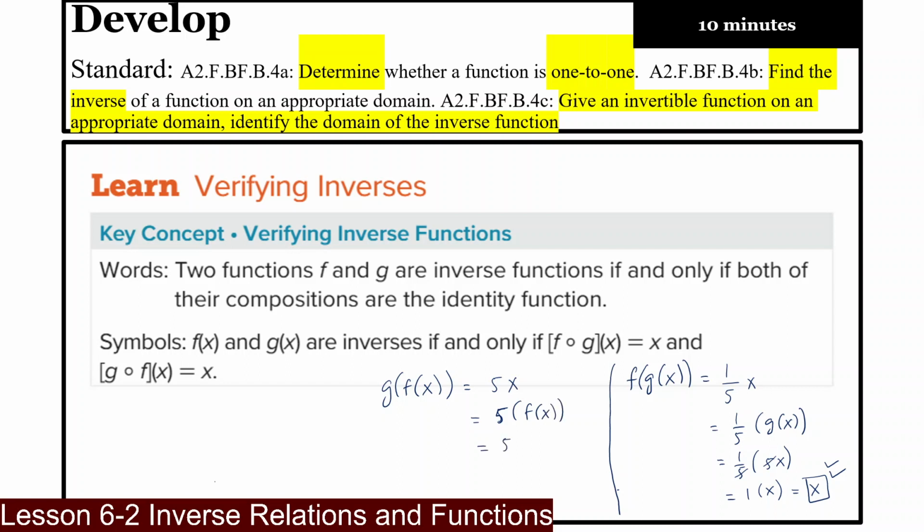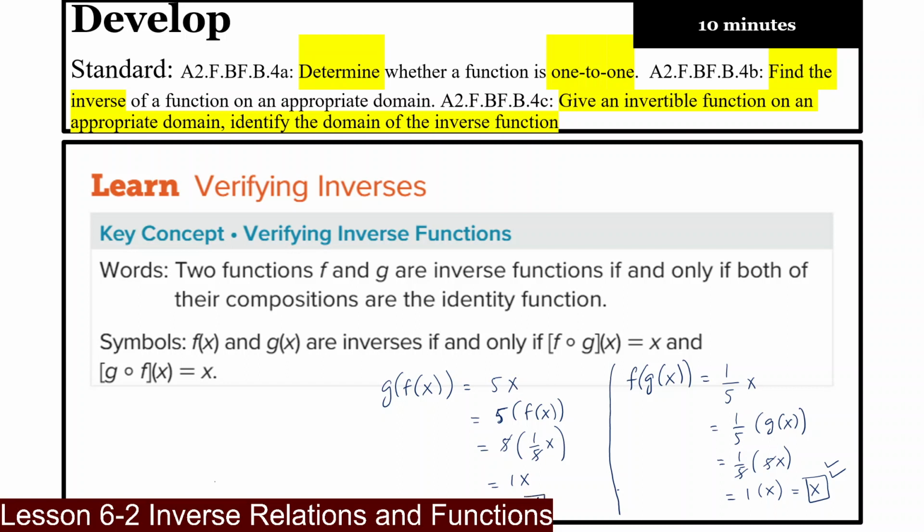What is f of x? F of x is 1 over 5x. What happens when you multiply 5 and 1 over 5? The 5's cancel out and you're left with 1x, which is the same as x.